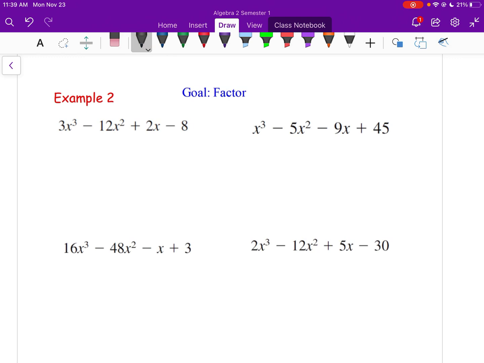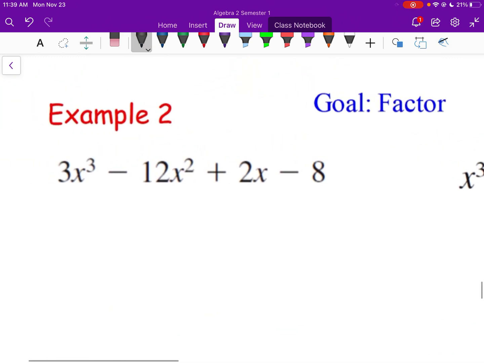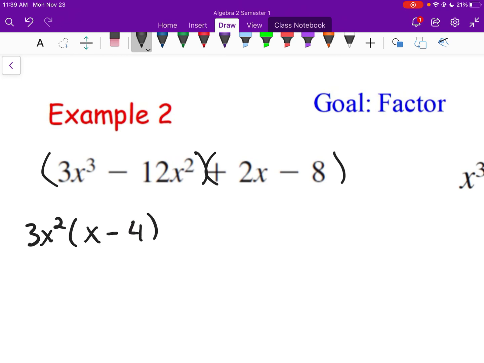Okay, so let's practice a few more there. Again, you factor by grouping. So we're going to group the first 2 terms and the second 2 terms. Okay, so what is a common factor of 3x cubed and 12x squared? 3x squared can come out of that. So 3x squared times x minus 4. And then the second 2 terms, I can factor out a 2. So plus 2 times x minus 4.